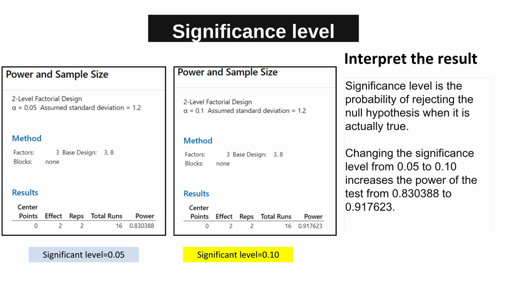However, it's important to note that increasing the significance level also increases the probability of making a type 1 error. Therefore, while a higher significance level can increase the power of the test, it also comes with an increased risk of incorrectly rejecting a true null hypothesis. Researchers must carefully consider the trade-off between the power of the test and the risk of type 1 error when deciding on the appropriate significance level for their hypothesis testing.